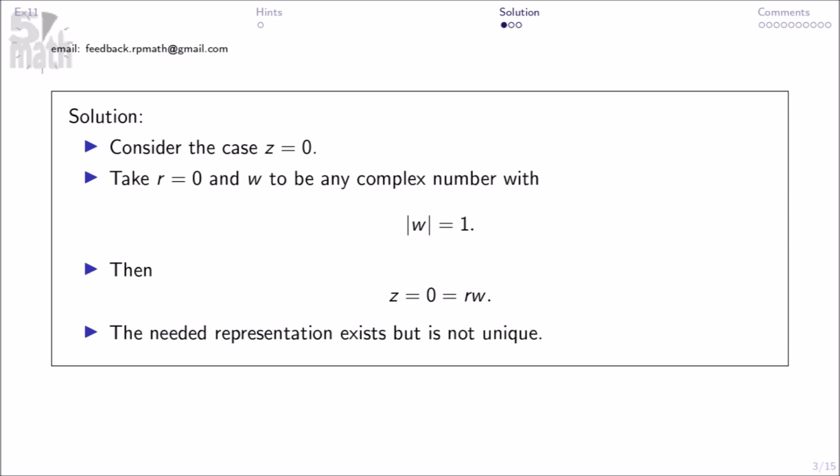Take r equals 0 and w to be any complex number with absolute value of w equals 1. Then z equals 0 equals rw. The needed representation exists, but is not unique.